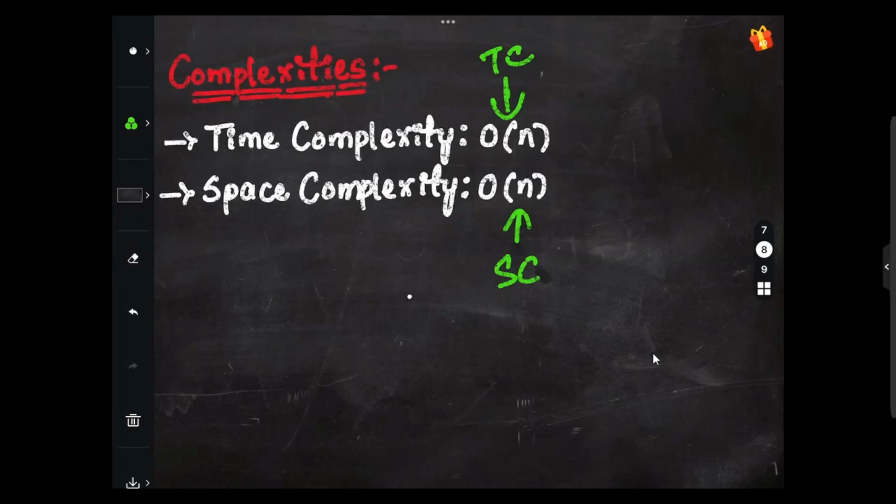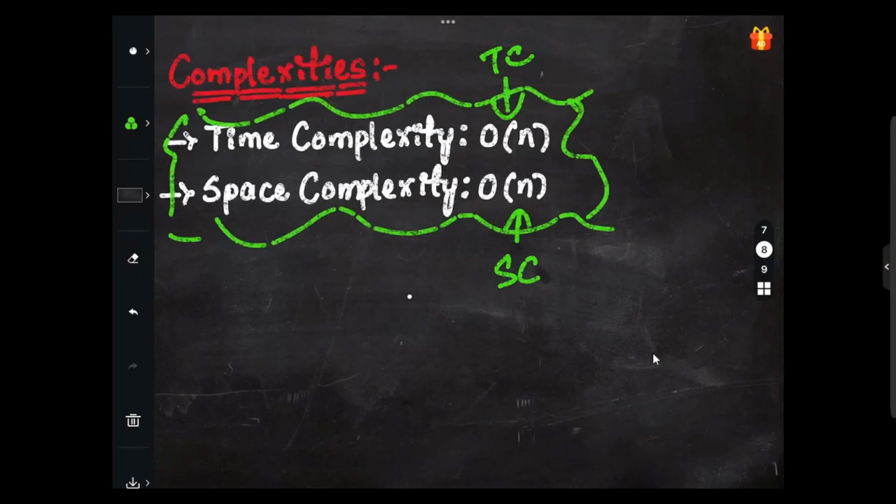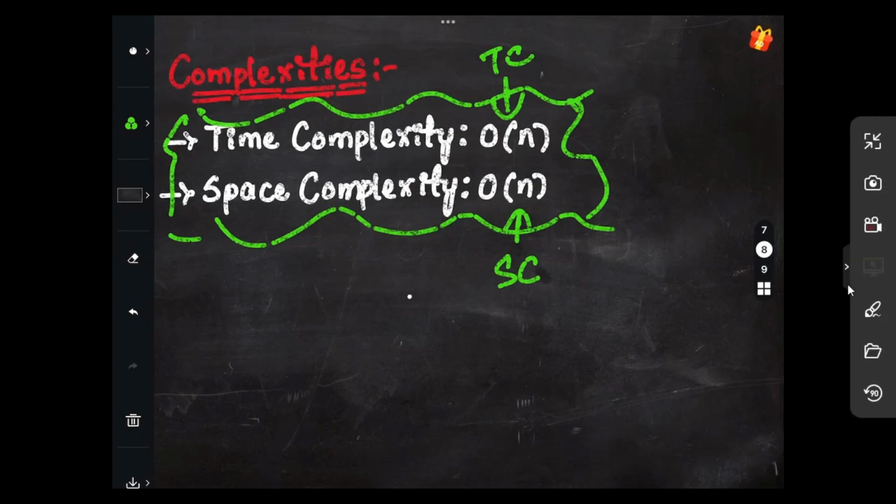So plus the input array a will also be considered. So overall space complexity would be big O of n as well. So the time complexity and the space complexity for the code that we'll be writing would be big O of n and big O of n respectively. Now as we are completely familiar with the approach and the complexities, we are good to write the code.